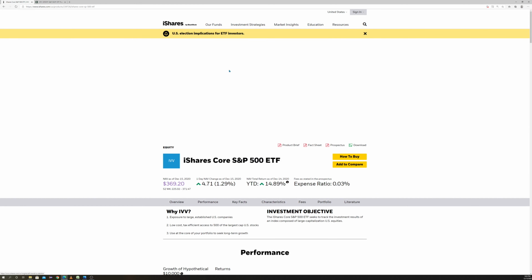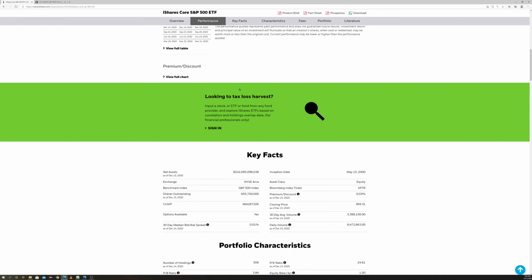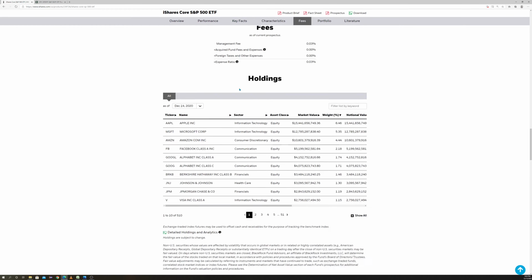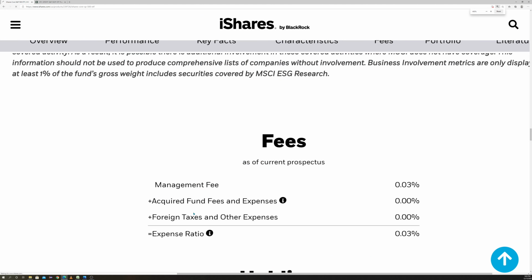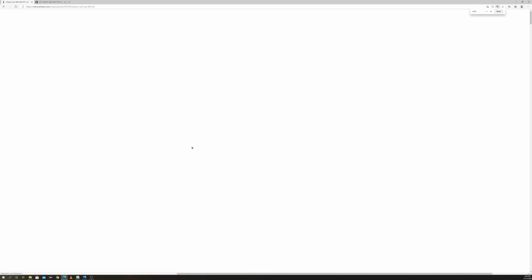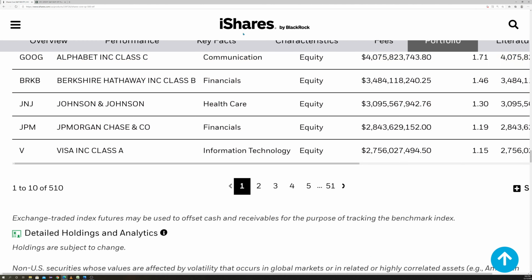If you go to the iShares, then you can go down to some of the metrics, and holdings is a section. And right there, you will see detailed holdings and analytics. That is the file that I did download. We can zoom in on that. Okay, so I went on the iShares website and downloaded the detailed holdings and analytics. This is one that they update quite frequently. I would not say daily, but it may not be every day.